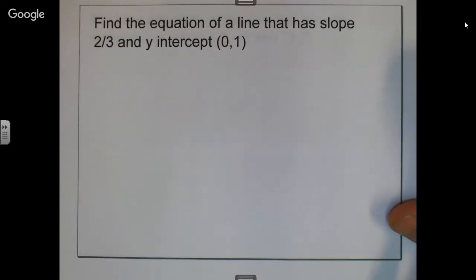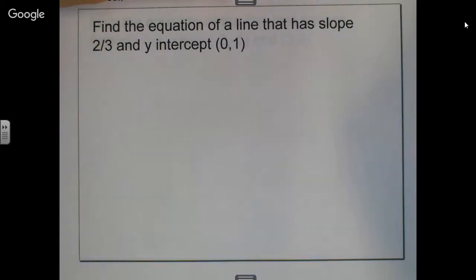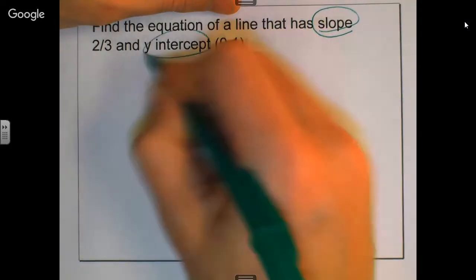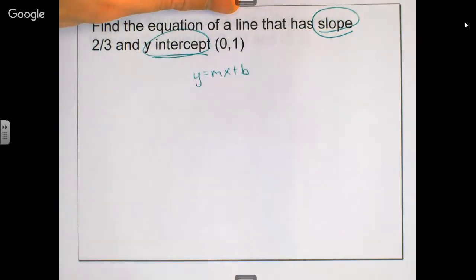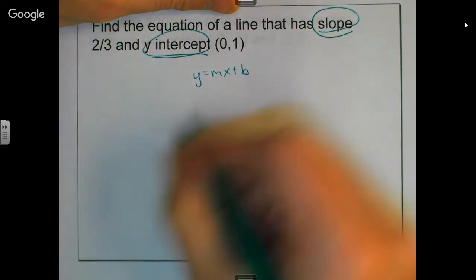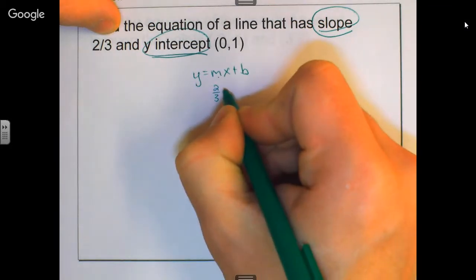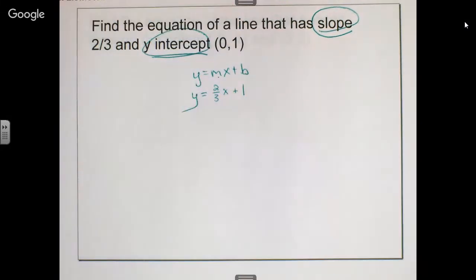Find the equation of a line that has a slope of 2/3 and a y-intercept of (0, 1). Well, I give you the slope, and I give you the intercept. That should tell you that we need to use slope-intercept form. The slope is 2/3, and the intercept is 1, and there's your equation.